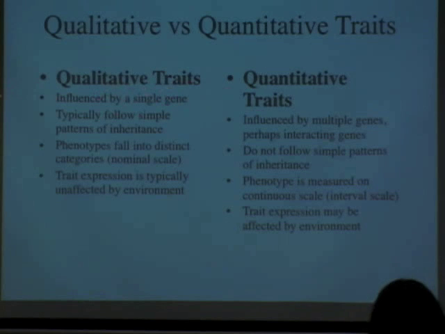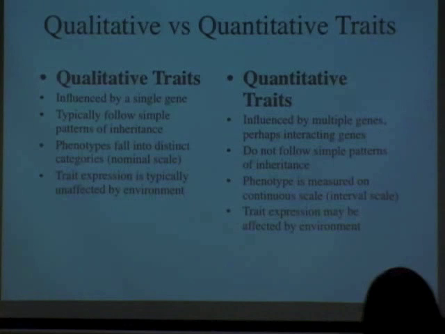Those are qualitative traits. They're probably influenced by a single gene. They tend to follow simple patterns of inheritance. Phenotypes can be characterized in a nominal scale, so they either have red or white eyes, something like that. And usually the trait expression is typically unaffected by the environment.